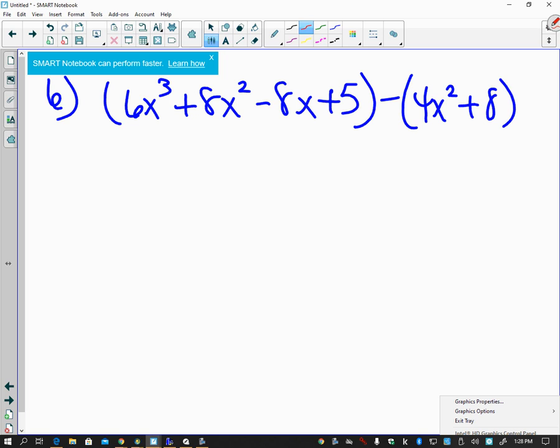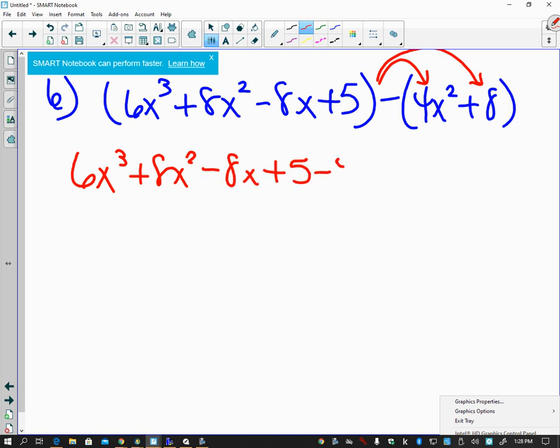Distribute the negative. Now, the biggest mistake that people make with this is they do distribute it to the 4, but they don't distribute it to the 8, to the second term. So as I rewrite this, I'm writing 6x cubed plus 8x squared minus 8x plus 5 minus 4x squared minus 8. Now, do what? Combine like terms. Do I have any x cubes? Okay, just the 6x cubed.